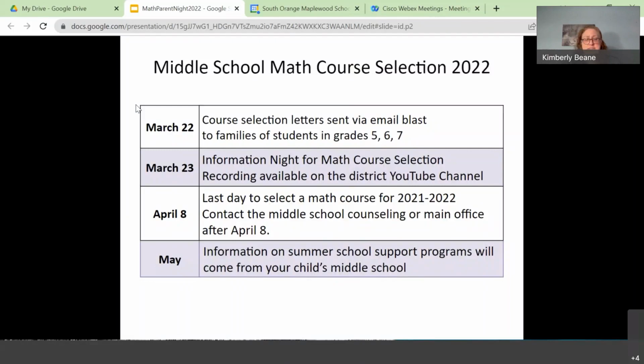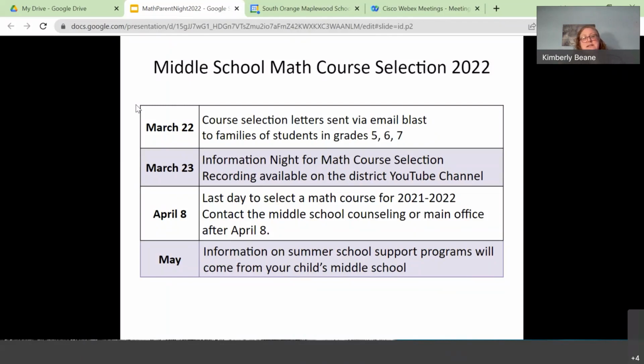Just so you know, this is the sequence of events. Yesterday or today, you should have received an email blast that contained a letter that described the course offerings next year. So if you are a parent of a 5th grader, you received a letter by email saying these are the 6th grade courses. And if your child is a 6th grader, you received a letter saying these are the 7th grade choices, and so on. And then tonight we have the information night. The recording will be available.